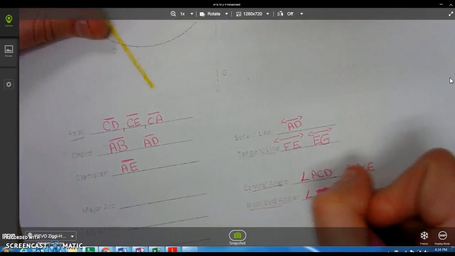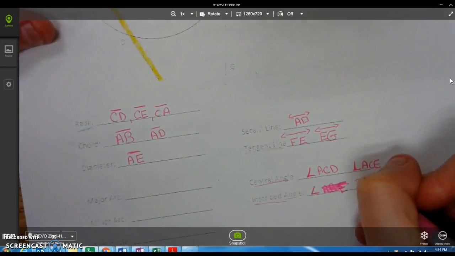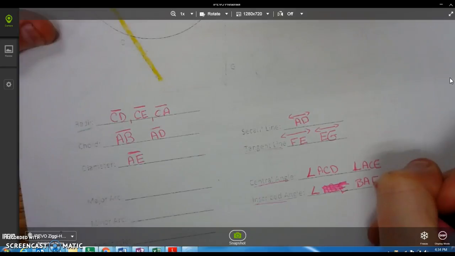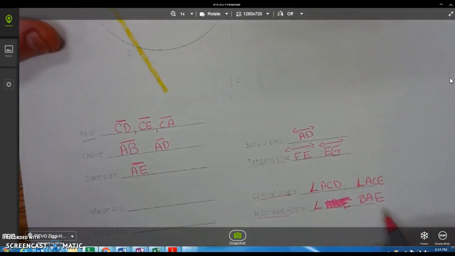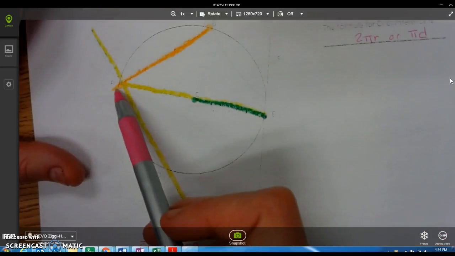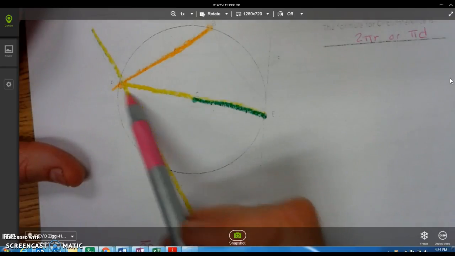But we want to switch this. B, A, E. Angle BAE. Because A is the vertex, right? So it has to go in the middle.